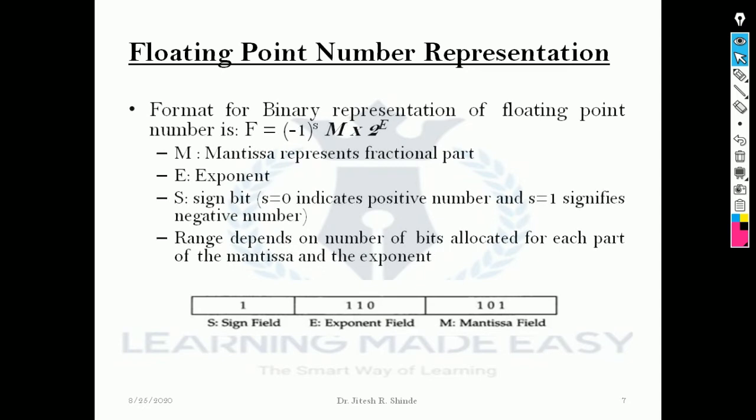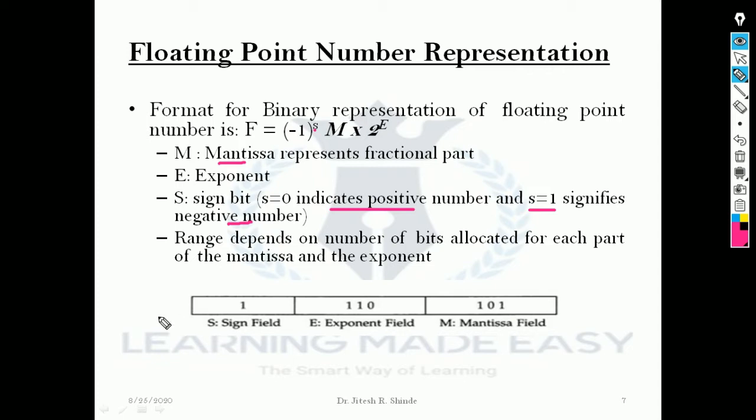Format for binary representation. For signed binary representation, I would like to emphasize here, of a floating point number is f equal to (-1) to the power s times m times 2 to the power e, where s represents the sign bit. If s is equal to 0, the number is positive. If s is equal to 1, the number is negative. M stands for the mantissa component or the significand component. E represents the exponent. Another name for the exponent is the characteristic. It's always an integer value. This is the representation format.